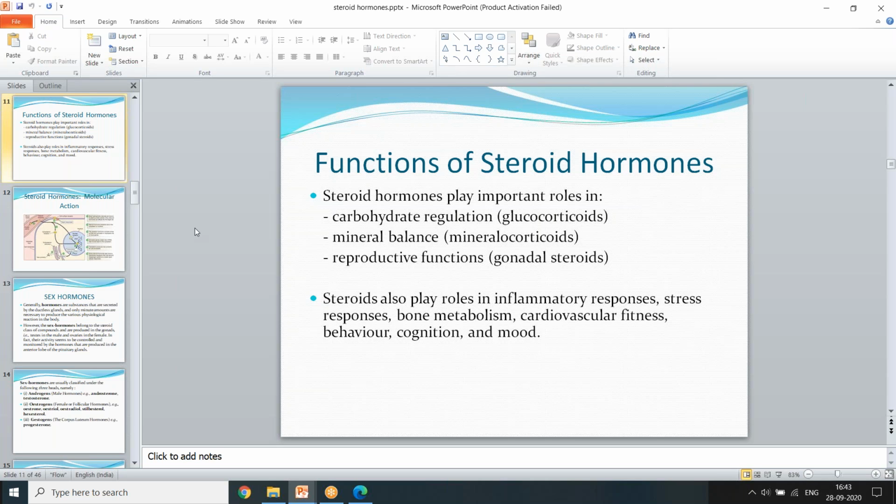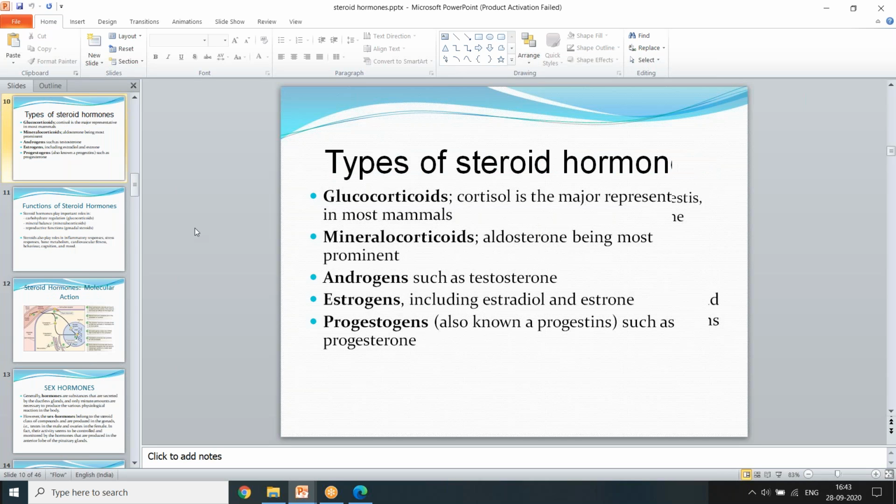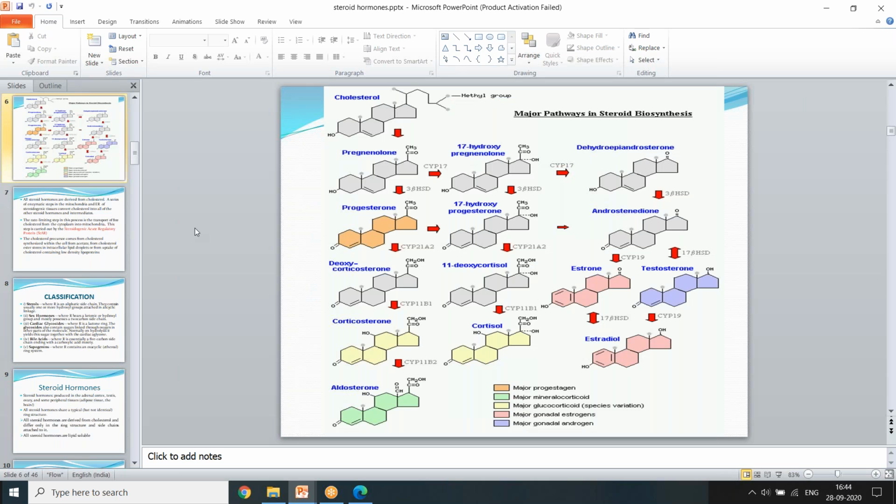So we will be seeing all of them in detail: all three sex hormones, mineralocorticoids, and glucocorticoids. So what are these sex hormones? There are three types: estrogen and progesterone, which are female sex hormones, and testosterone as the male sex hormone.